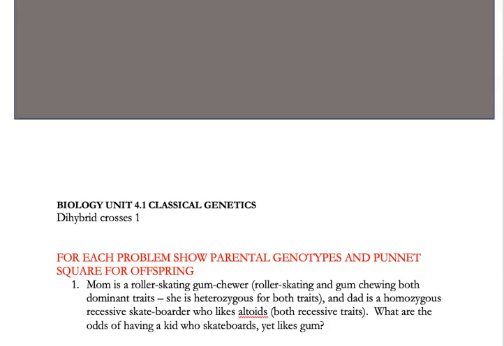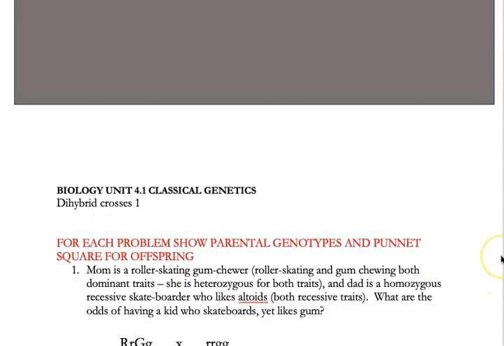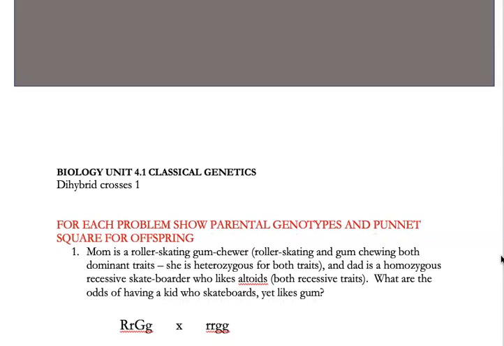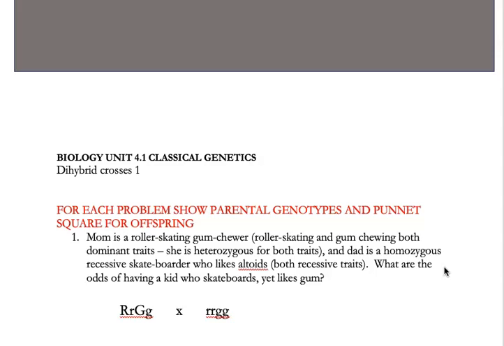Mom's a roller skating gum chewer. They're both dominant traits. She's heterozygous, so that's easy. And dad's a homozygous recessive skateboarder who likes Altoids. So big R is roller skating, little r is skateboarder. Big G is gum chewer. Little g represents likes Altoids. So this is the cross here, and you end up with a pretty messy dihybrid cross Punnett square.